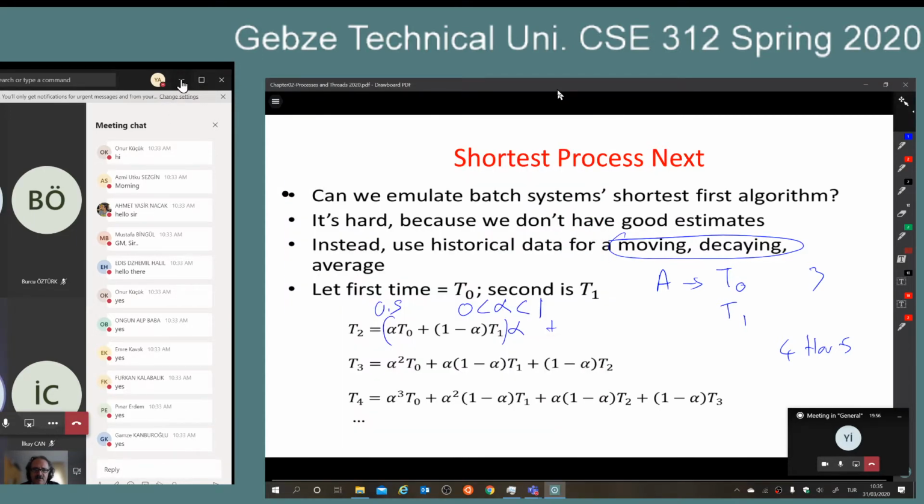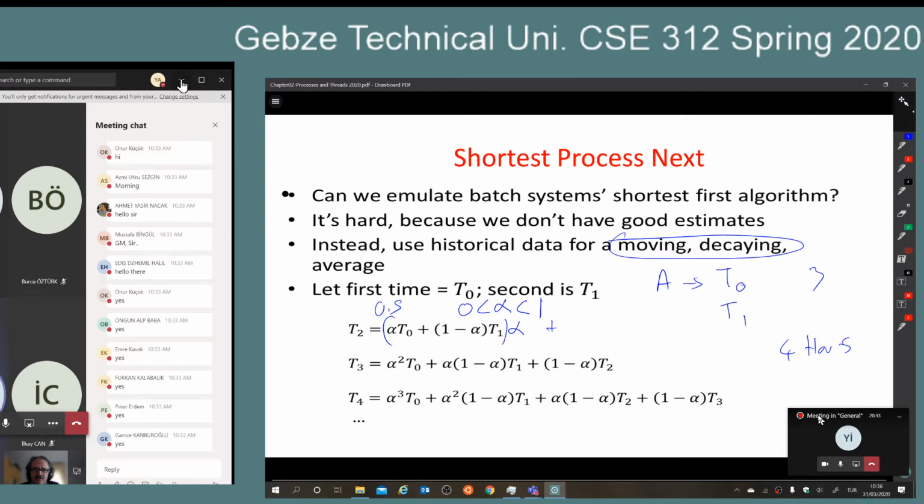Okay, so last time we talked, we said that for the interactive processes, how are we going to know how long they are going to take using the CPU, how we're going to make this decision. So this was the idea.